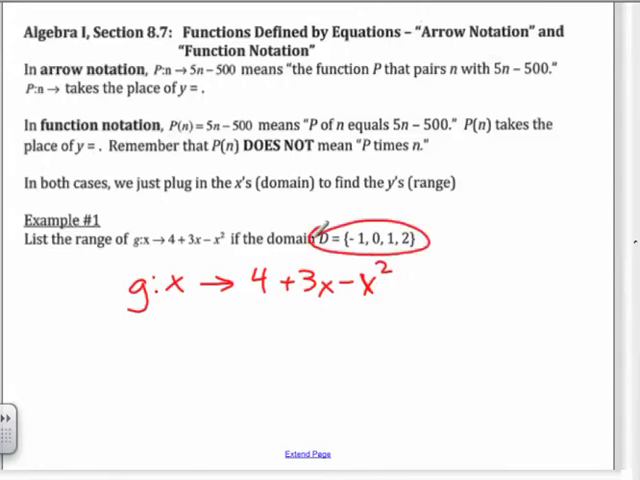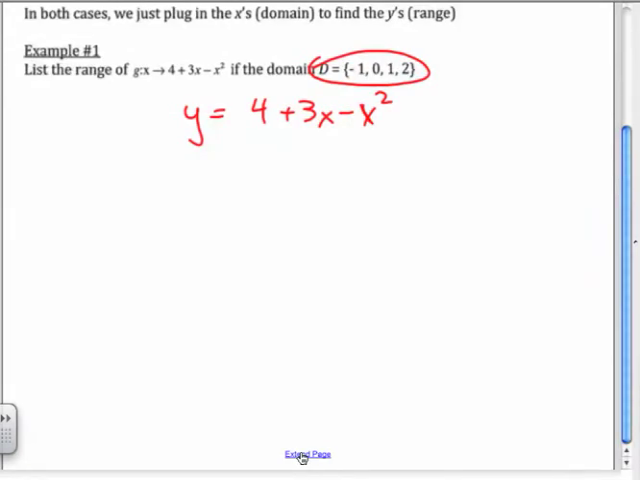Now, first of all, how do I find the range if they've given me the domain? Just plug it in, right? So I'm going to have to do this 4 times, and I'm going to in just a minute. But do you agree that this g colon x stuff is the same as y equals? It's just another way of writing it. So let me extend the page. I got to do this 4 times, and I got to do it quickly before I run out.